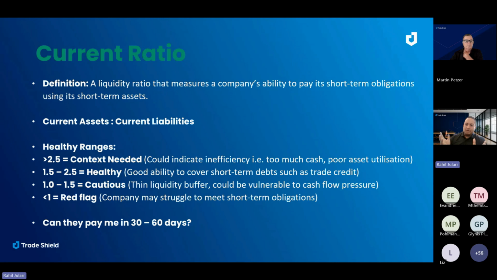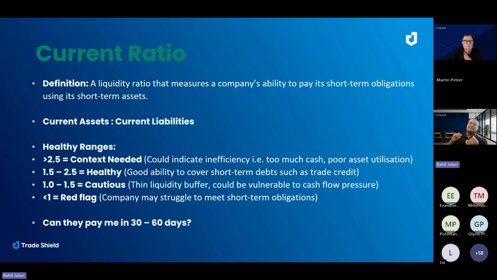Now, one of the four important statements in your annual financial statements is your balance sheet, or now it's currently known as your statement of financial position. And remember, this is the snapshot at the end of the financial year of the business, what the business has and what the business owes. So how do you calculate your current ratio? Well, it's a very simple calculation. It's your current assets on your balance sheet divided by your current liabilities.